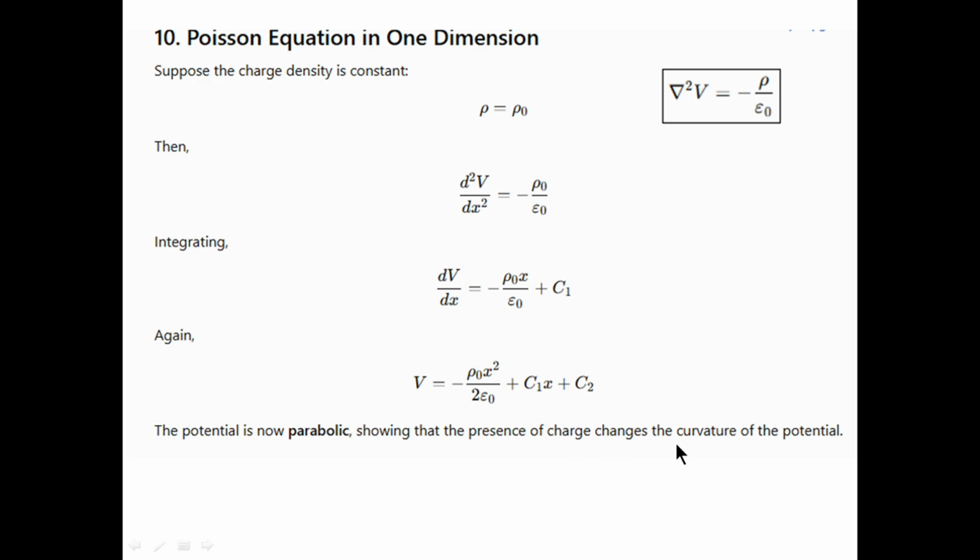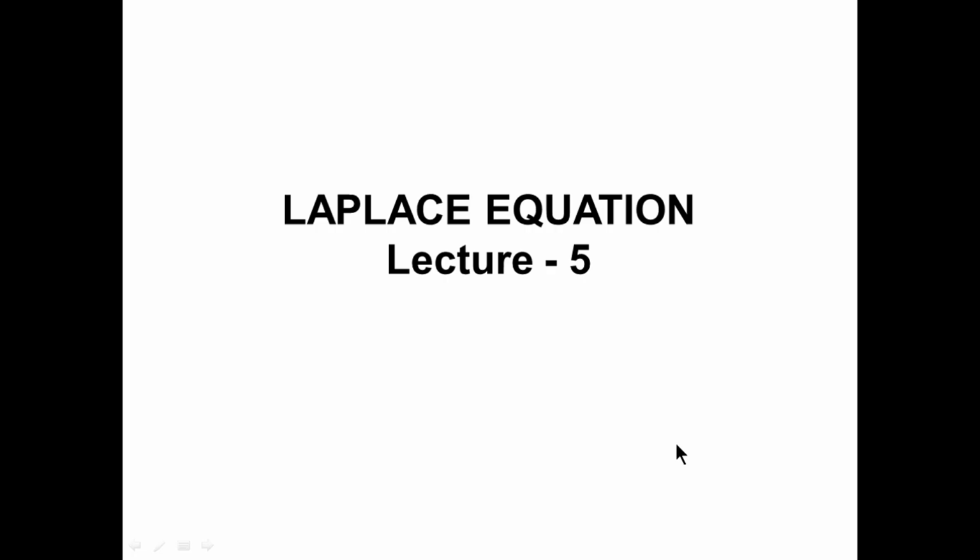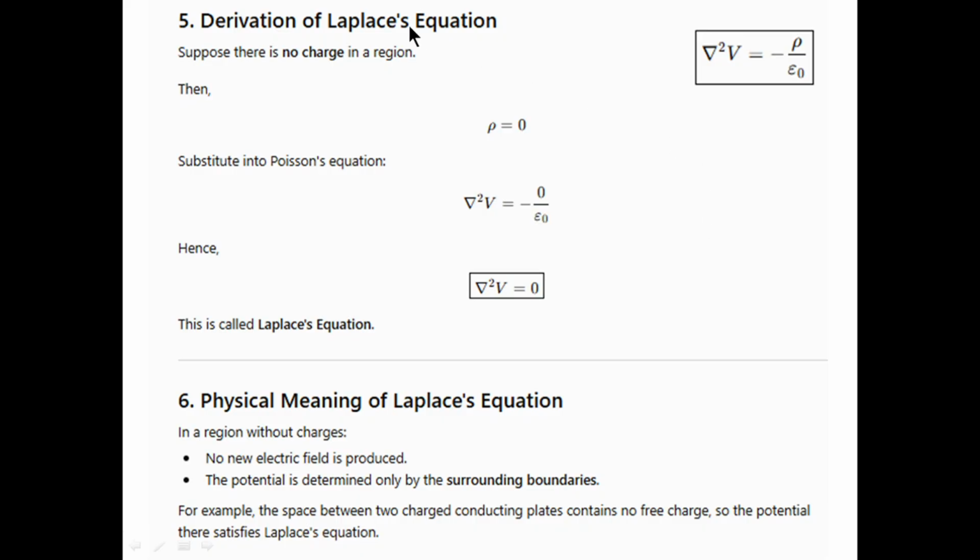In this video we will discuss the Laplace equation and also find out the potential corresponding to the Laplace equation. So we start with the derivation of Laplace equation. Now del square V is equal to minus rho upon epsilon naught is the Poisson equation. When there is no charge, rho is equal to 0, so we have del square V is equal to 0 upon epsilon naught, which is del square V is equal to 0. This del square V is equal to 0 is the Laplace equation.